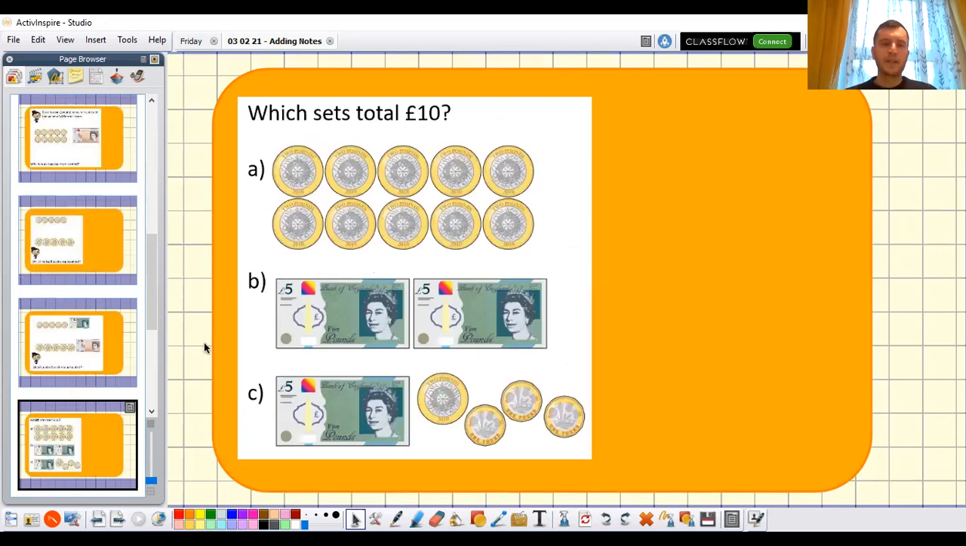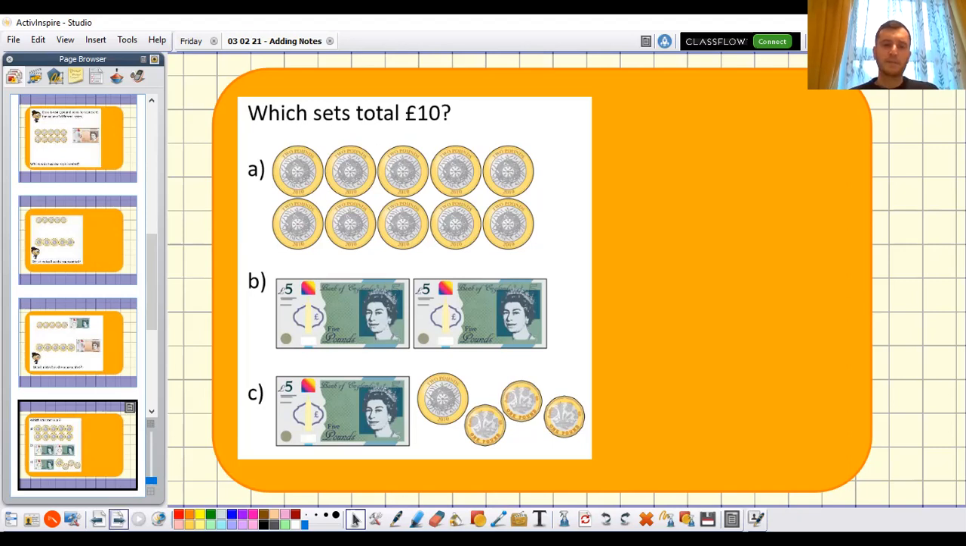This time I've got 3 different sets of coins or notes. Which ones total £10? That means which ones add up to £10. This time, have a pause, have a think yourself. Can you work those ones out?